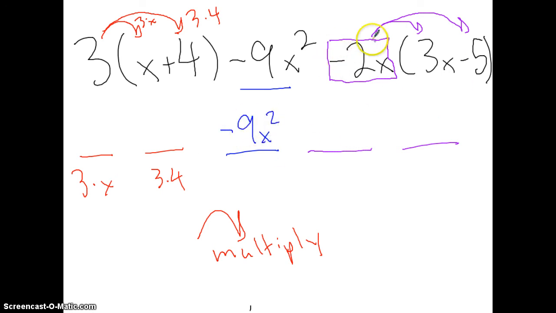The next one is negative 2x times 3x. I'm just going to write down negative 2x times 3x. And the last one is negative 2x here times negative 5. This is a minus in front of the 5. That's negative 2x times negative 5.